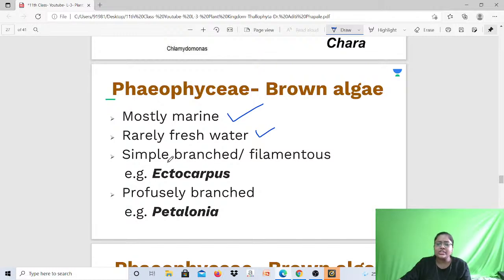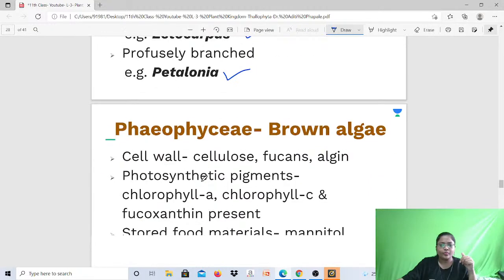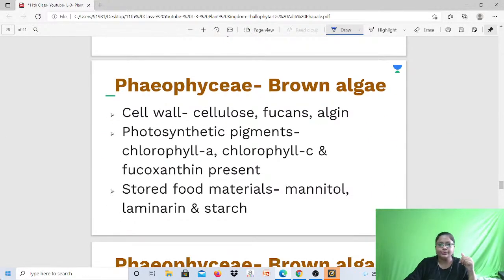Simple branched. Some of them are simple, some simple branches are there. Some of them are filamentous. Example, ectocarpus. Okay? And then some of them are profusely branched. Matlab, many branches. So for example, petalonia. Remember these examples, है ना? Simple branched या filamentous का example है ectocarpus and profusely branched का example है petalonia. ठीक है? चलो, let's move further.